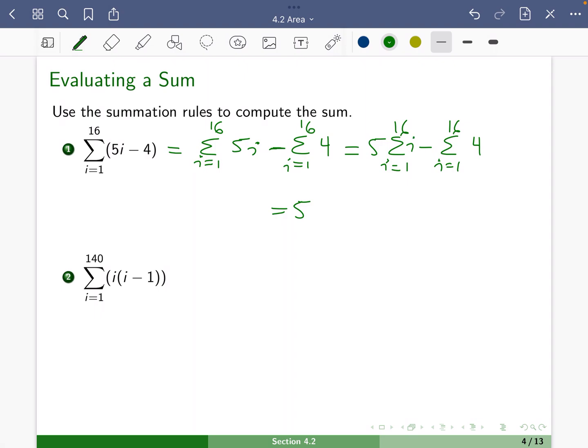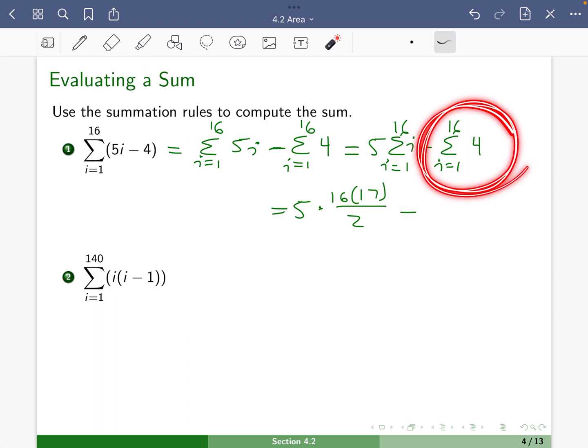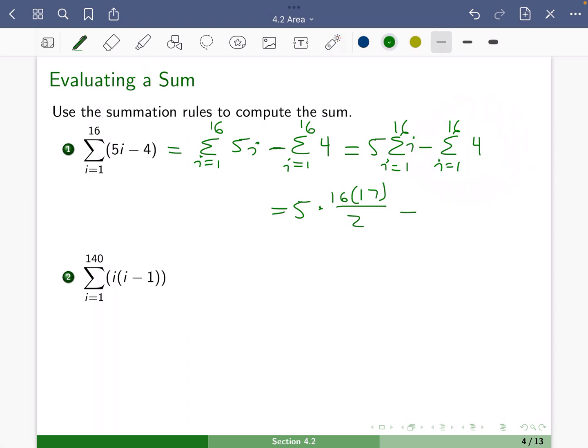Perfect. And now on this piece right here, we have that 5 times the sum of i. So what do we do when we have a sum of i from 1 to 16? Well, we take that upper limit, and we multiply it by 1 more than that upper limit, and divide by 2. And for this other piece right here, what do we get when we add that up? Well, that's a constant added to itself 16 times. So we have just 4 times 16. And when we do all of that, we end up with 616.